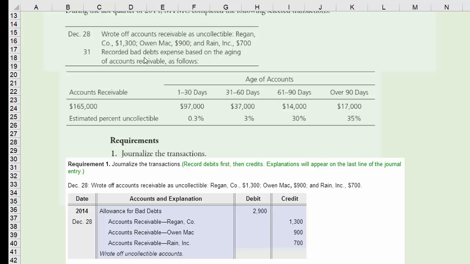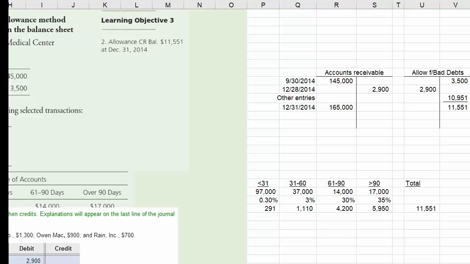Now, the second one says we have to record bad debt expense based on the aging of accounts receivable as it appears here. So I did the math in Excel off to the side. So let me change the screen so you can see that. Okay, so now I've moved off to the side. You can see I moved to the right of Excel. Before you were looking at columns A through, I don't know, about M. Now we're looking at columns H through V.